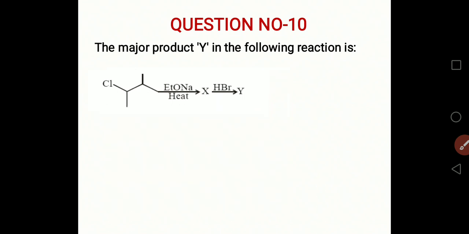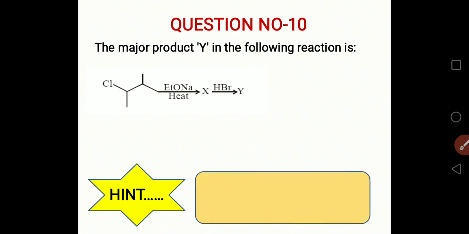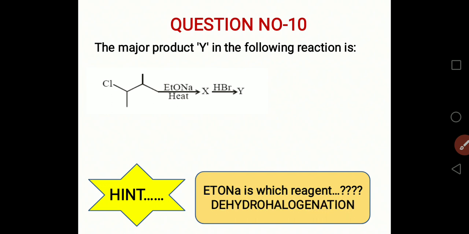Now for this, first we will see what the reaction is. See, EtONa, which reagent it is, is very important in this chapter. Wherever you see EtONa, that is a dehydrohalogenating agent. So the reaction that takes place is dehydrohalogenation. Remember, very important, dehydrohalogenation reaction. Wherever you get EtONa or CH3ONa, that is a dehydrohalogenation reaction. Saytzeff's rule you have to remember.